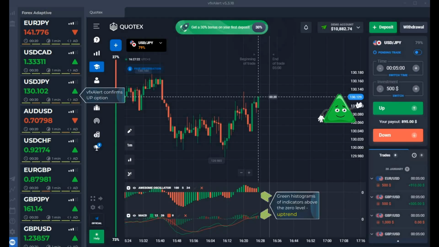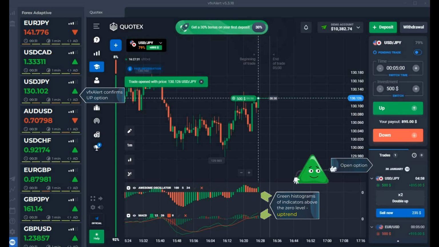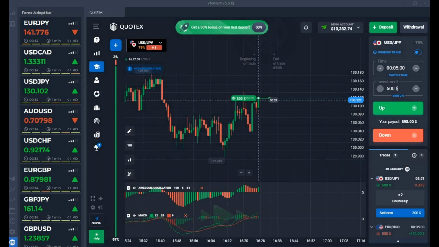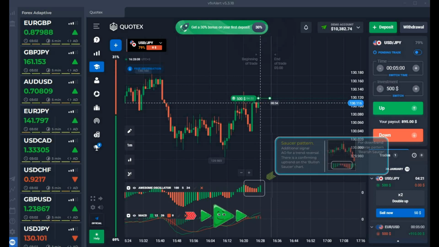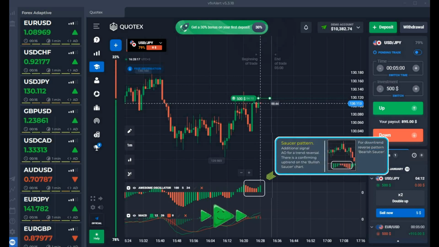On the yen, green histograms of oscillators are above the zero level. The price is rising. Up option confirmation on vfxAlert. The saucer pattern shows a rollback of the current trend. At the bottom of the pattern, we open an option on the main movement. The pattern is stronger immediately after the breakdown of the zero level of the oscillators.